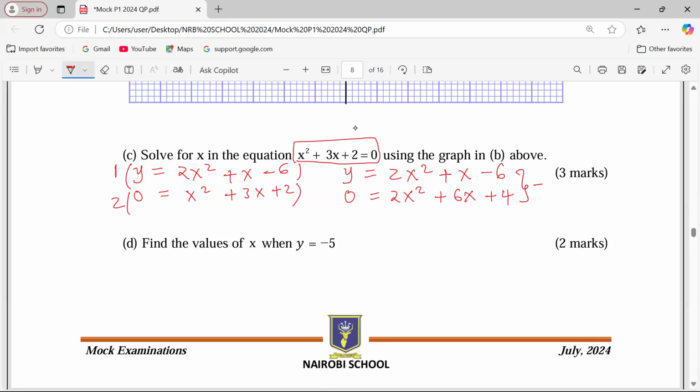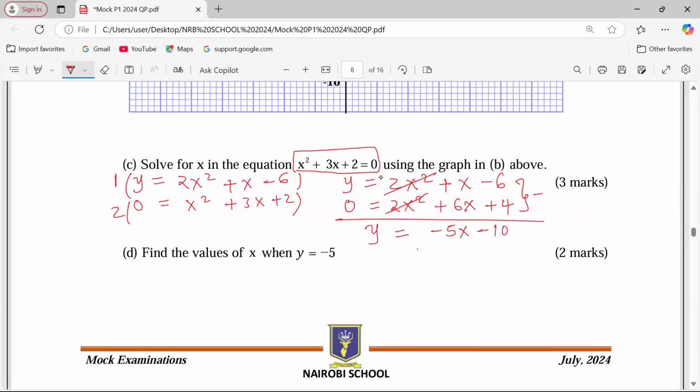Then now we can subtract. Subtracting these means we shall have negative 6 minus 4, giving us negative 10. Then we are also having x minus 6x. That will give us negative 5x. Then 2x² minus 2x², that one cancels to 0. So y equals negative 5x minus 10. So this is the straight line now that we are supposed to draw.